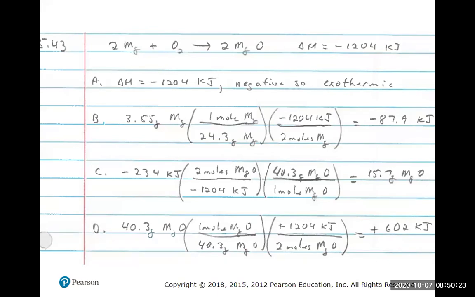Any questions on what we did there? Yeah. Was the 3.55 grams of magnesium from the question? Yes, it was. They told us that.